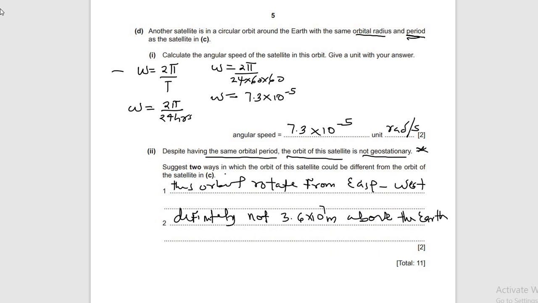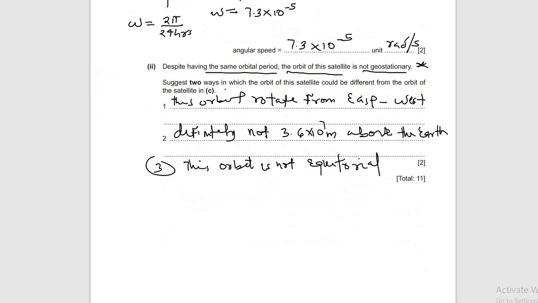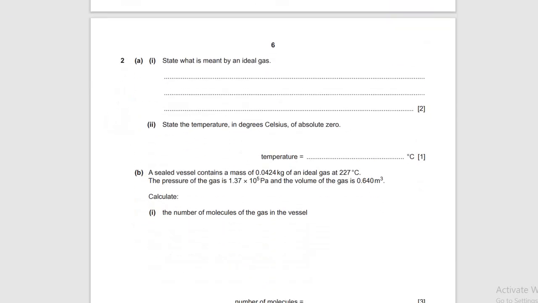I'm just trying to add one more. Geostationary orbit is usually stationed above the equator. So this one is definitely not above the equator. So this orbit satellite is not, let's say, equatorial, not above the equator. So that's just what they're trying to ask us. They asked us for two, just provide three for your bonus.